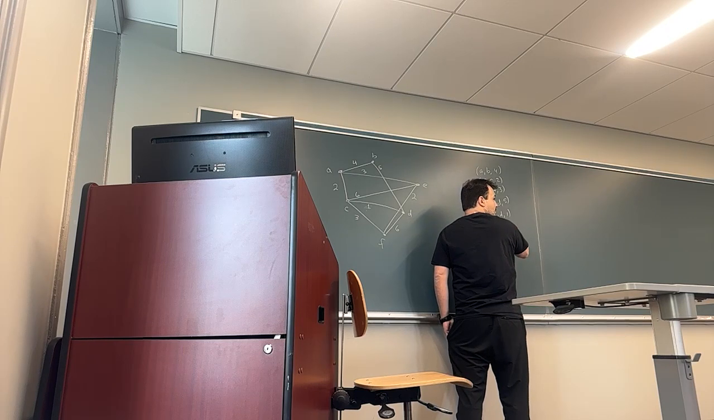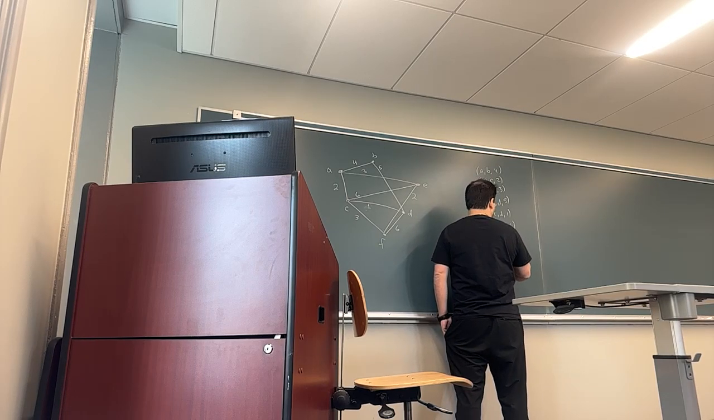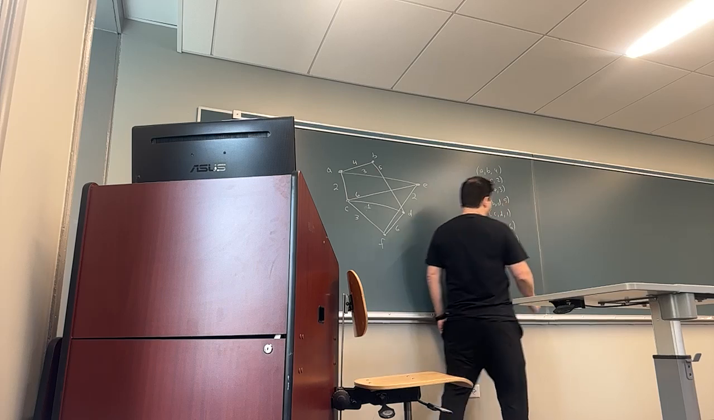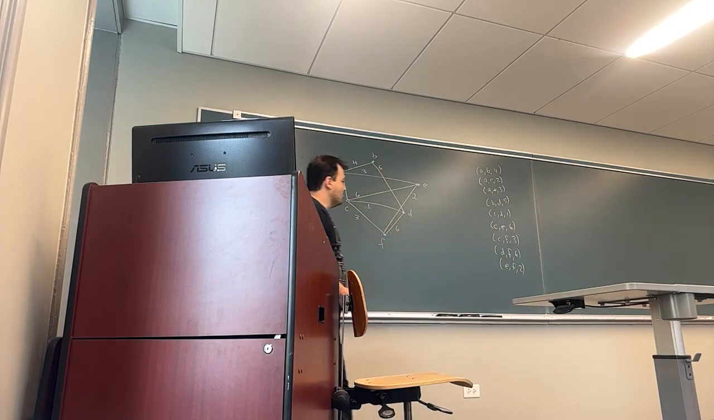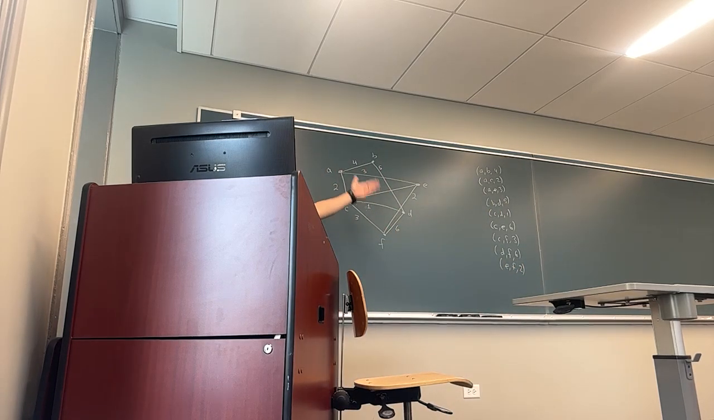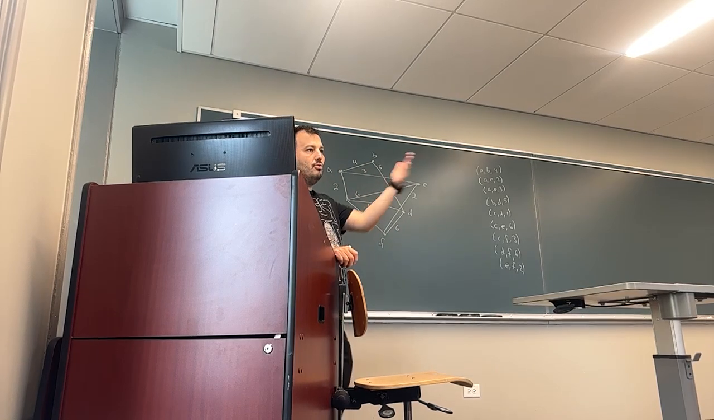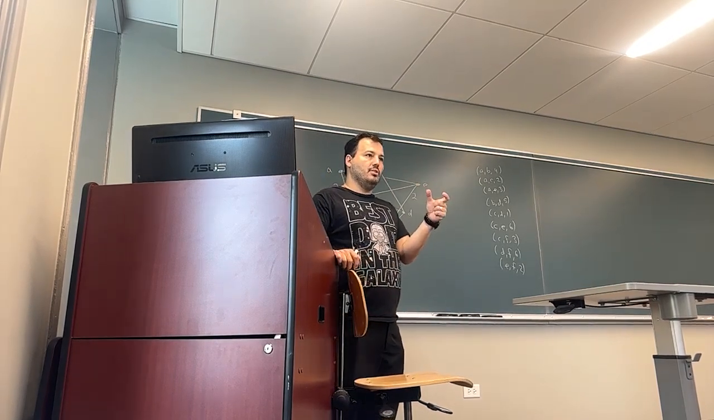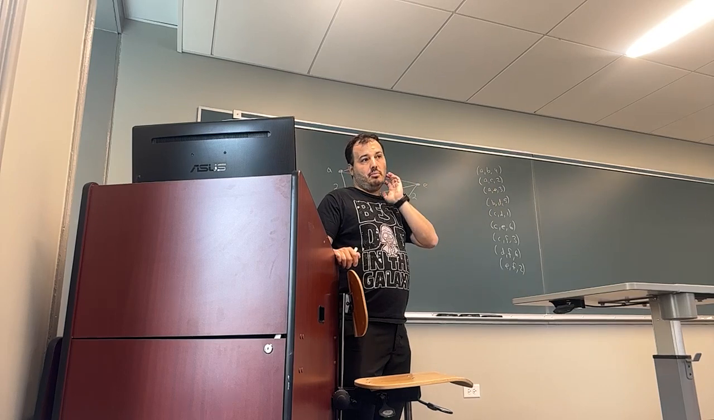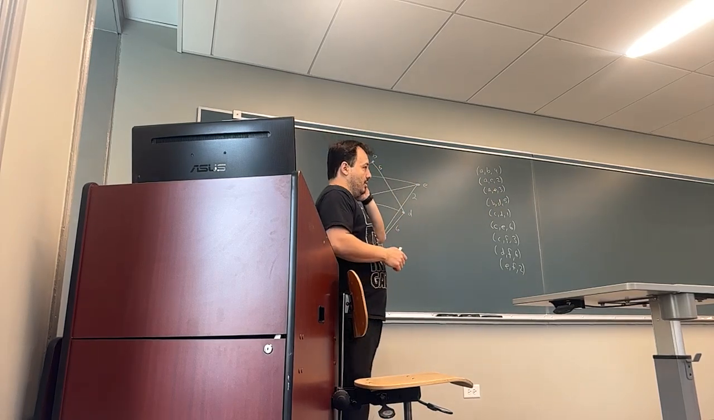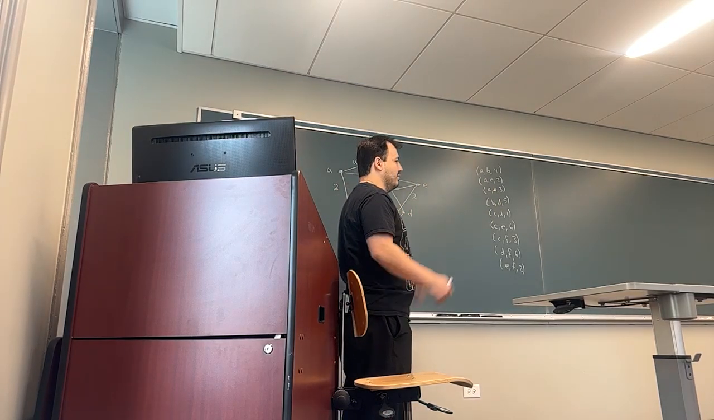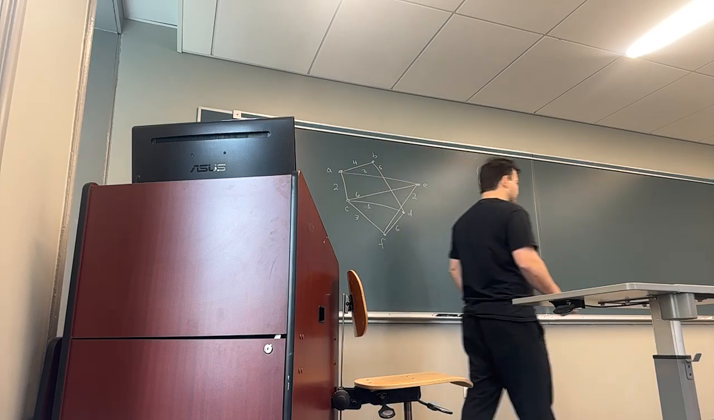C, E, 6, C, F, 3, D, F, 6, E, F, 2. So one way you can store the graph is as these tuples, where the first two coordinates represent the two vertices in the edge, and the third coordinate represents the weight. So it's a relatively simple data structure.